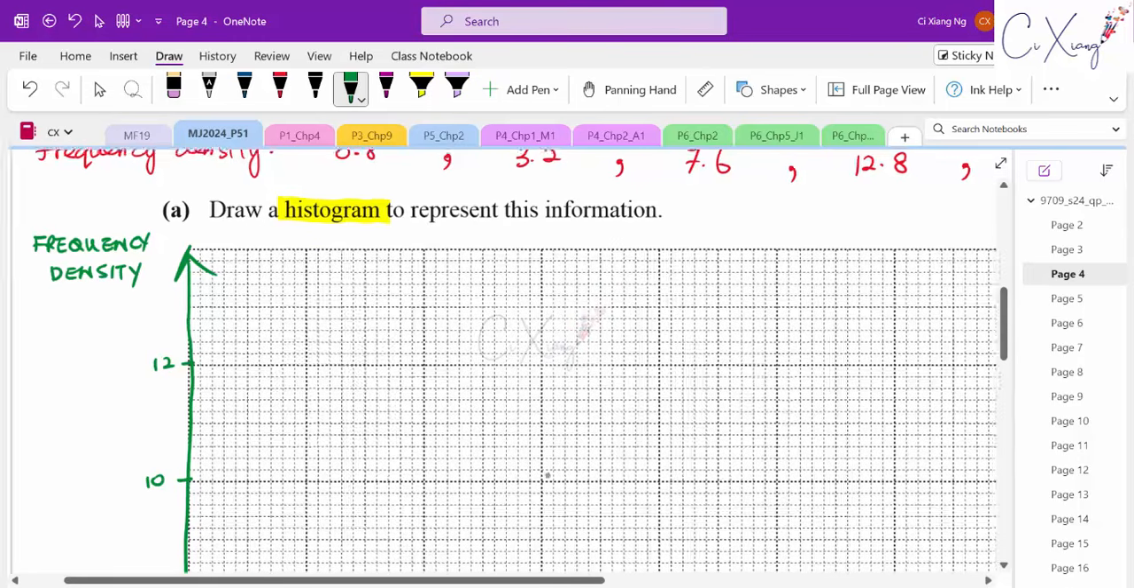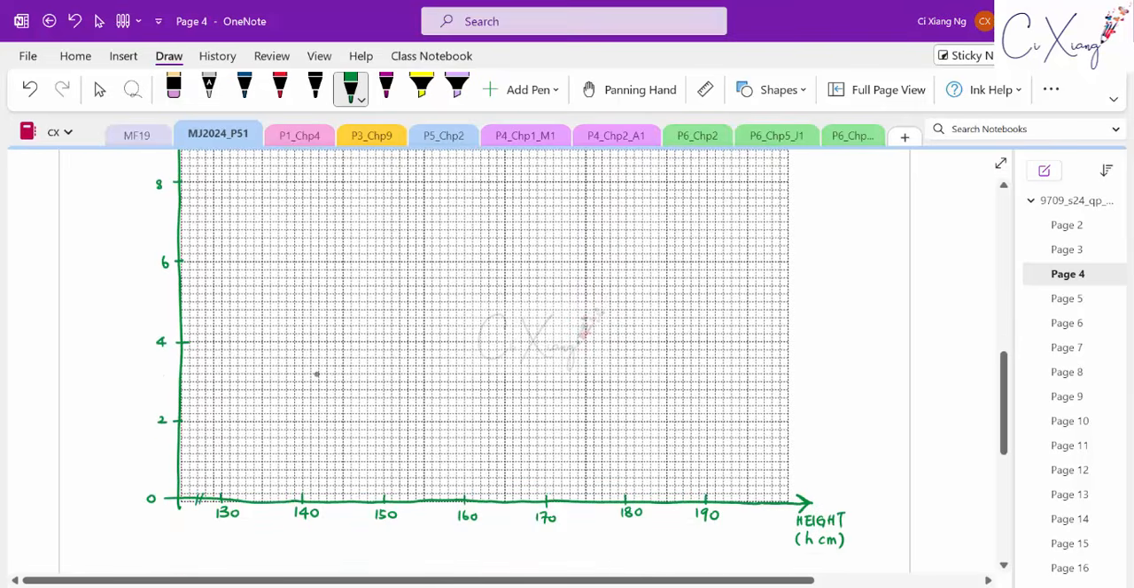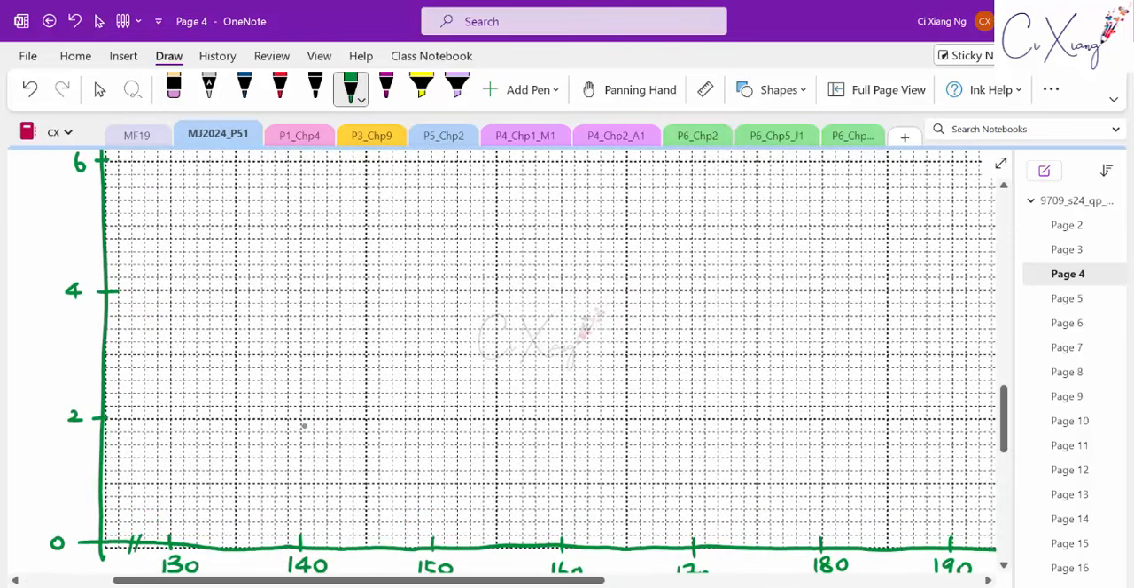Alright, then now I can start plotting all the points and all the bars here. From 130 to 150, the height is 0.8. So for 130 to 150, 0.8, that means it should be 4 boxes. I can't see clearly, so I have to enlarge it more. Okay, so 130 to 150, 0.8. From 150 to 160, the height is 3.2. So 3.2 should be somewhere here, and then until 160. So this is my second bar.